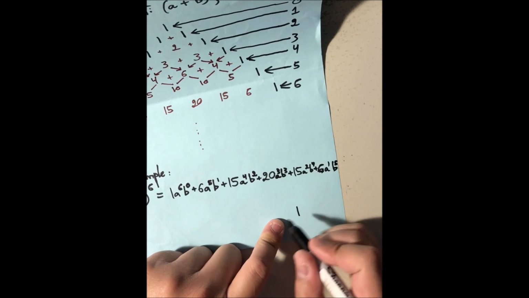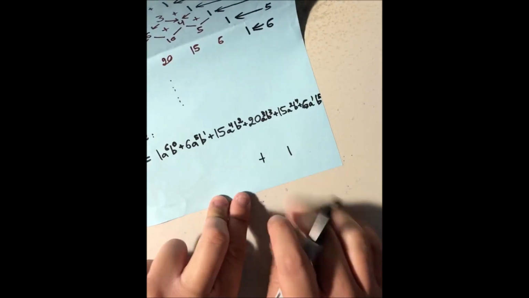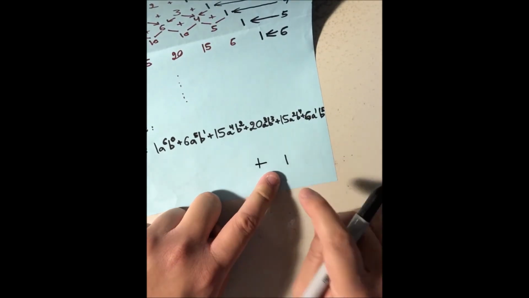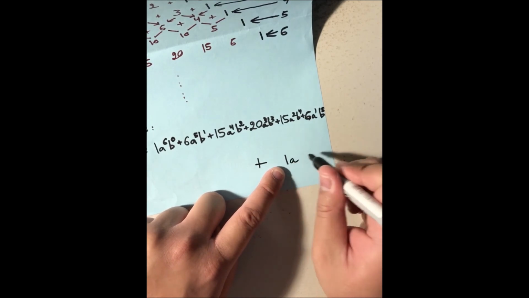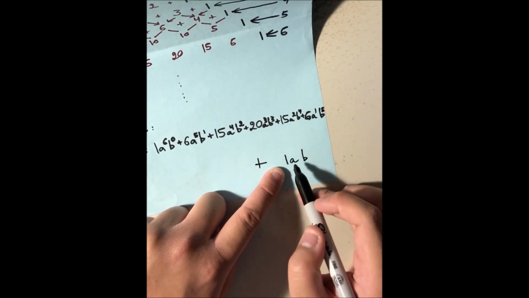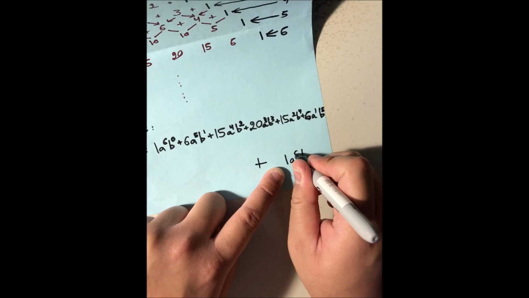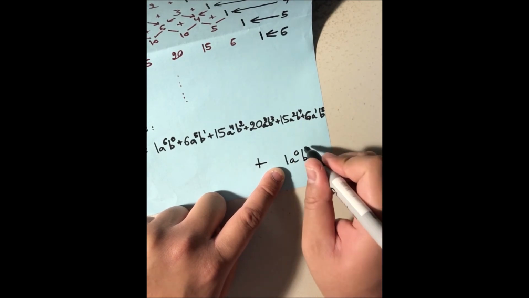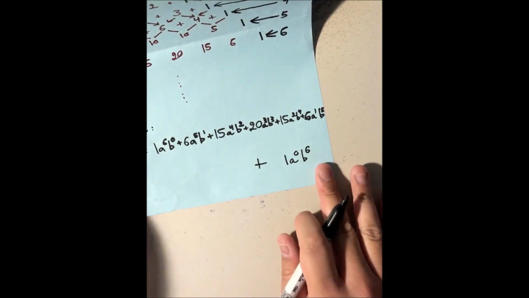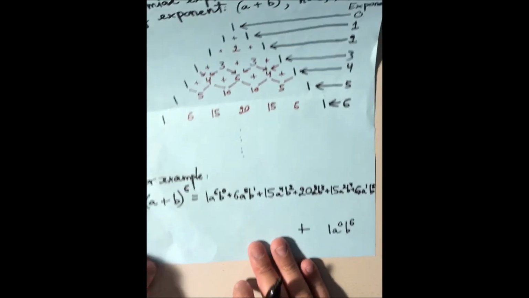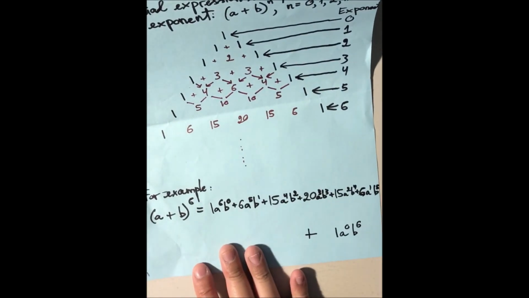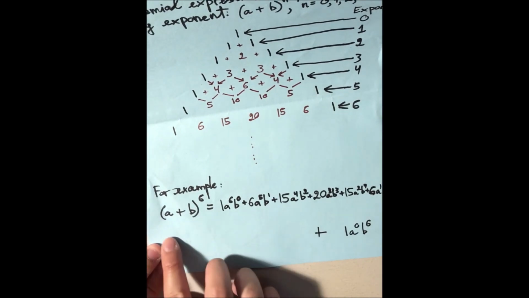And then of course, there's a plus 1 down here. Plus the last coefficient 1 multiplied by the first term a and the second term b, but now the degree of the first term a is going to be 0 and the degree of the second term is now going to be 6. And that is how you use Pascal's triangle to expand out a binomial expression.